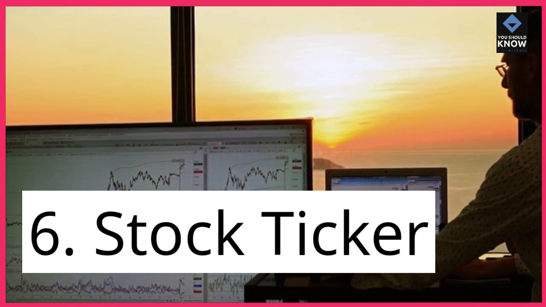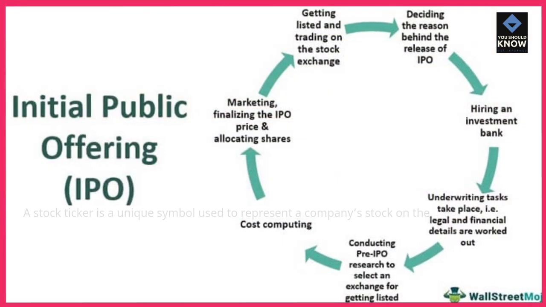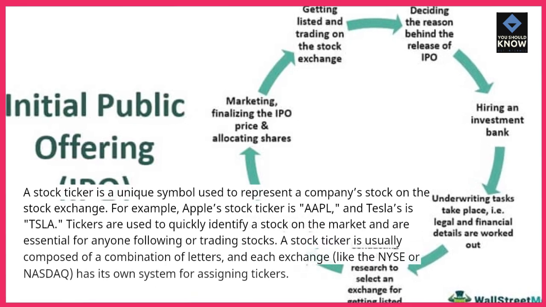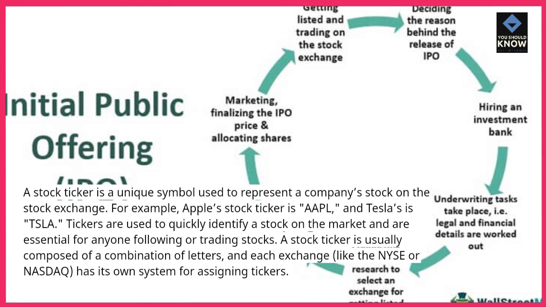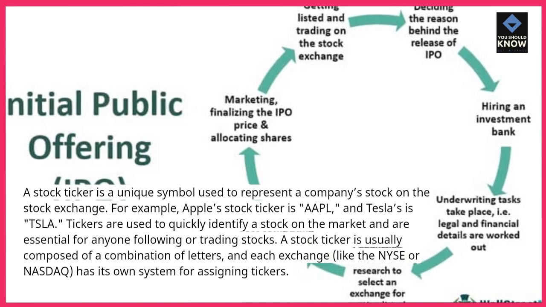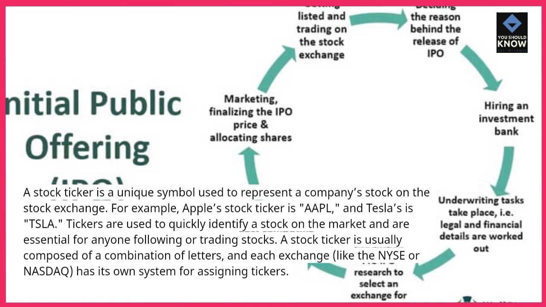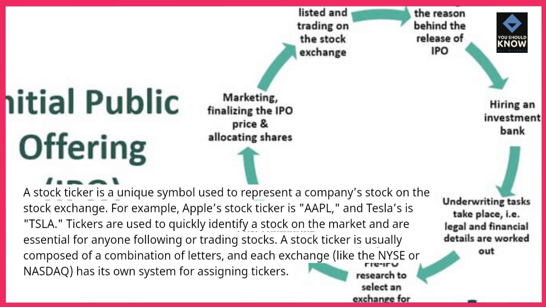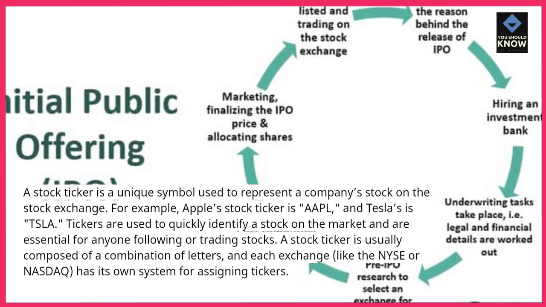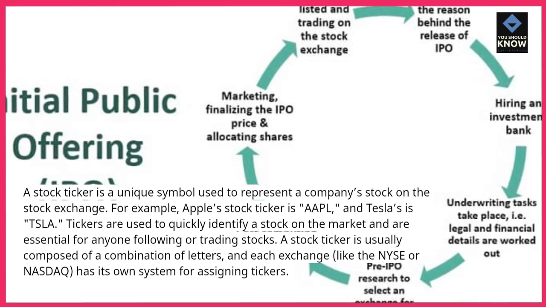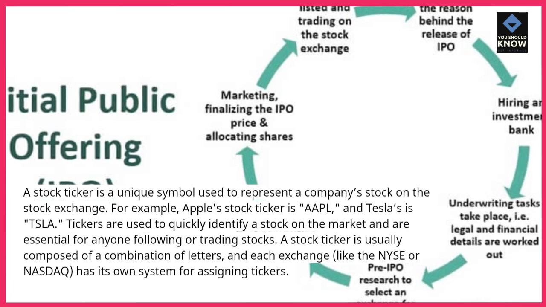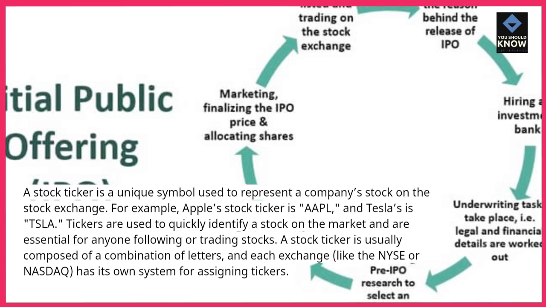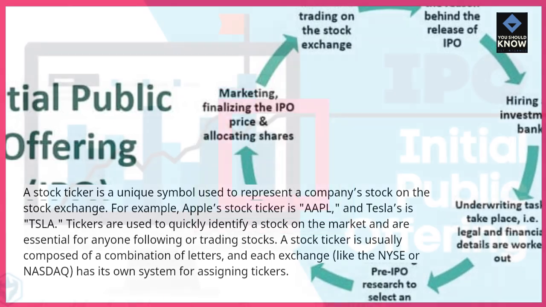6. Stock ticker. A stock ticker is a unique symbol used to represent a company's stock on the stock exchange. For example, Apple's stock ticker is AAPL, and Tesla's is TSLA. Tickers are used to quickly identify a stock on the market and are essential for anyone following or trading stocks. A stock ticker is usually composed of a combination of letters, and each exchange, like the NYSE or NASDAQ, has its own system for assigning tickers.